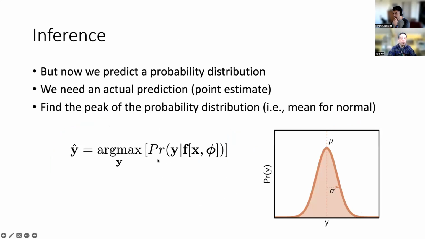Like we were mentioning before, you output this distribution, but ultimately in the end, you typically want a single value. So you can take the max of this distribution, and then you get your final point.